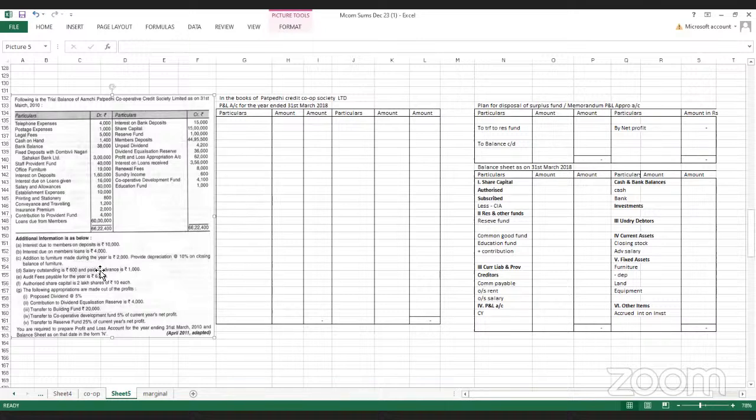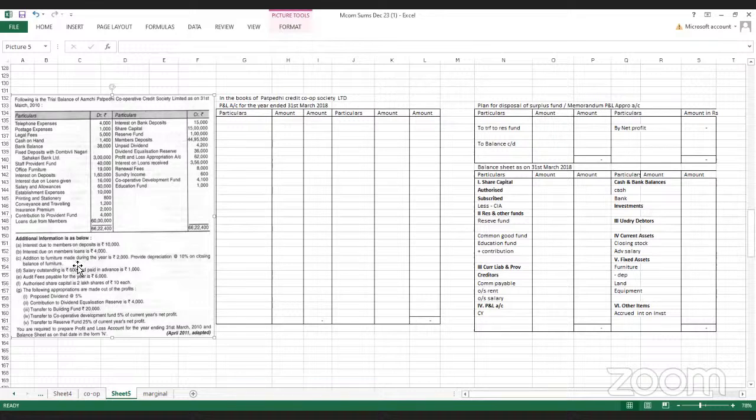Then we have interest due on members' loans is 4,000. Many times the society lends money to its members. So the interest on loans given to members is the income. On the credit side, you will find the fourth or fifth last item, interest on loans received. Whenever we lend money to members, we receive interest. So second adjustment relates to this one. We'll put a tick mark here.